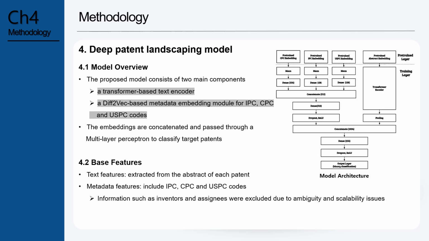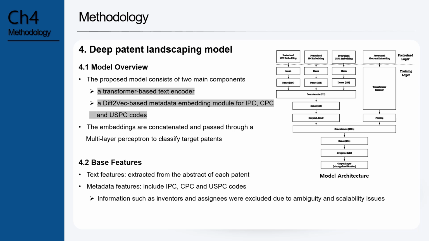In this study, the authors designed a deep learning model for patent landscaping. The model has 2 main parts. The first is a transformer-based text encoder that reads the abstract of each patent. The second is the DeepWalk-based embedding model that handles metadata like IPC, CPC, and USPC classification codes.